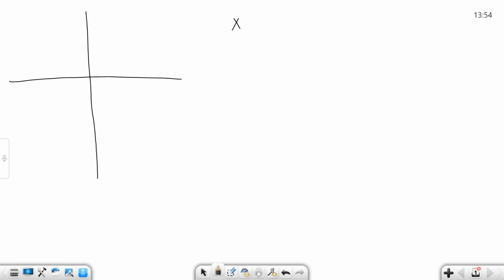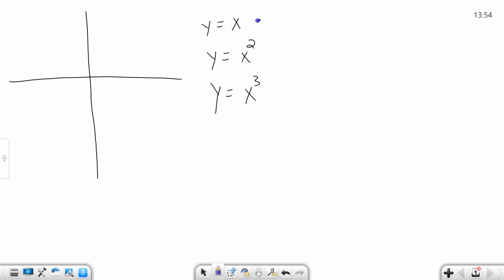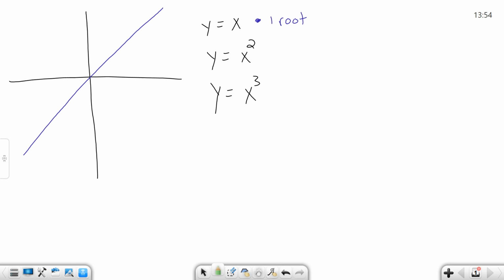No matter if this is y equals x, y equals x squared, y equals x to the third. Okay. I'm going to mark this in blue. Y equals x. Okay. It crosses the line one time. This has one root. If I move to this one, I should have two roots, depending on what's going on.